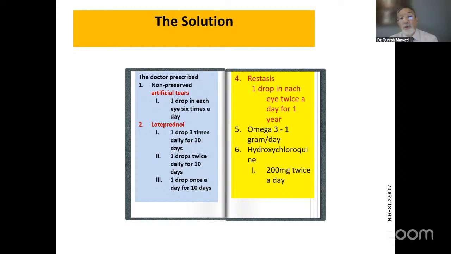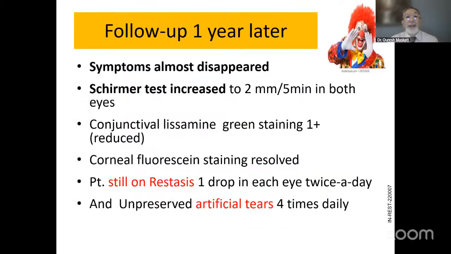We give it also for rheumatoid arthritis patients, 200 milligram twice a day. So we did a gestalt approach, a holistic approach, not only artificial tears, which I continued. I added mild steroid for 30 days, but I also gave some other treatment, and the results were very gratifying. Symptoms almost disappeared. Schirmer's test increased from 1 millimeter to 2 millimeters within a few days.